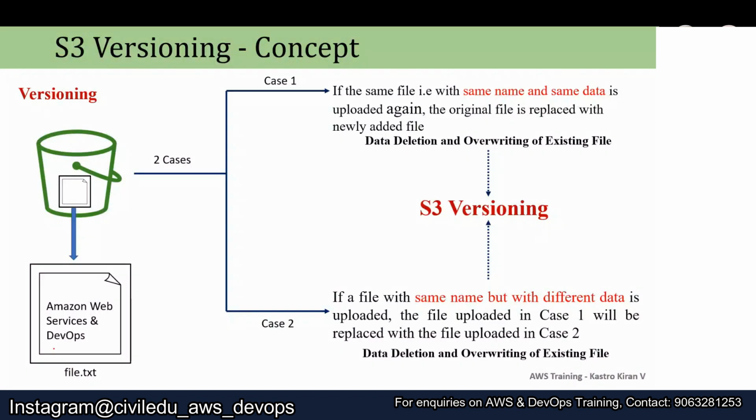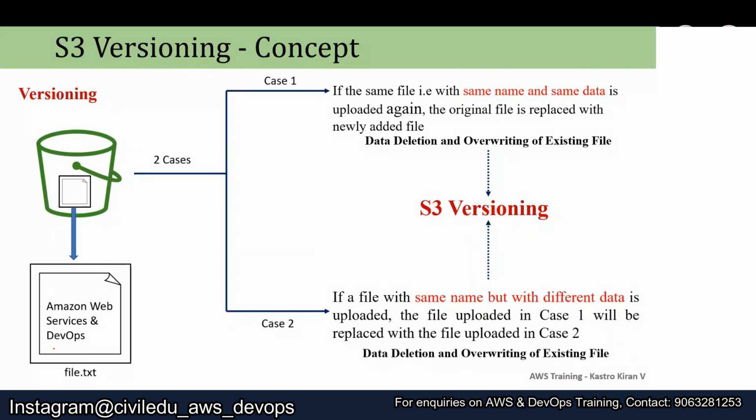Why is this needed? Because in a team or for a project, multiple people will be working, and there is always a chance that different people create a file with the same name. We cannot say there won't be any chance. Maybe at least two people in the team might create files with the same name. In that case, data deletion should not happen, so you have to secure the data by enabling the versioning concept. That's the advantage of versioning.